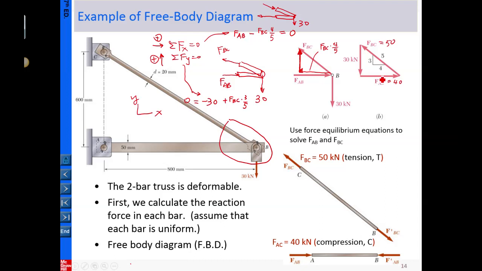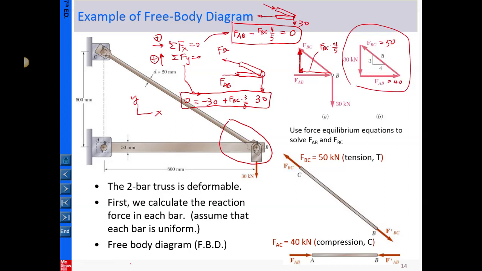Either you take this graph or you take the two equations, and you should be able to find FBC and FAB. So right now we have determined the magnitude FBC equal to 50, in this direction, AC in that direction. Now we take a further look at this one.